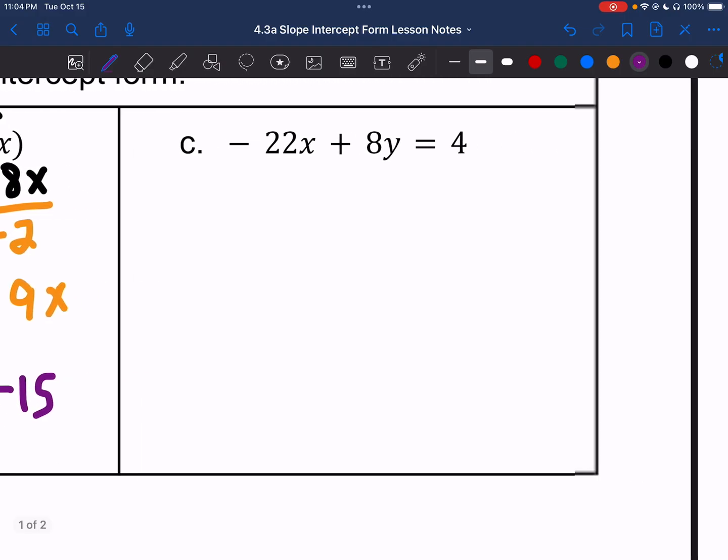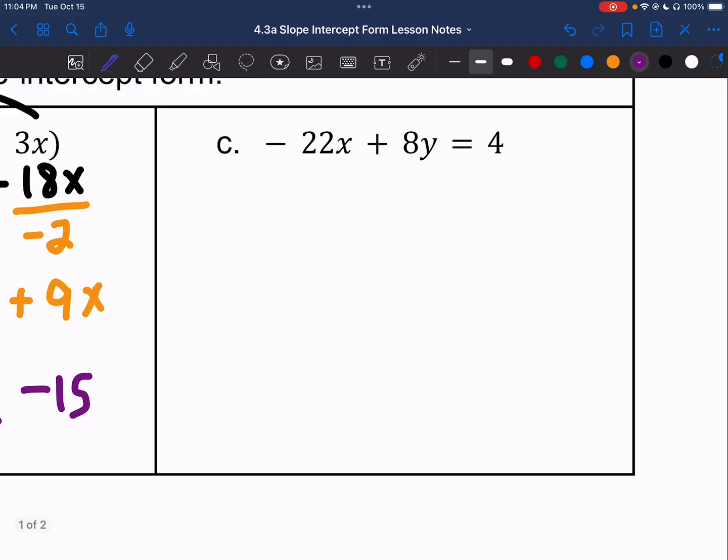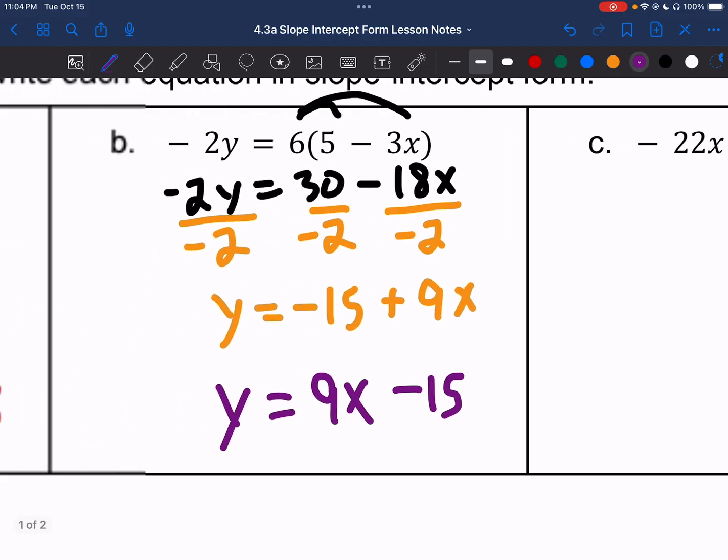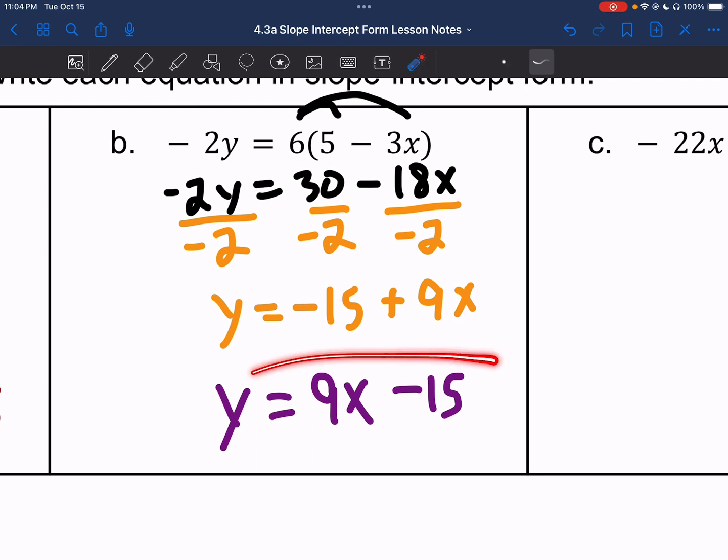All right. Letter C. Actually, going back to letter B for a moment. The technical correct way to write this is this right here. We haven't taught you all of the rules of exponents where you are writing them in decreasing degree order. What you should just know is that your variable term is going to come before your constant. So 9x will come before negative 15 in the standard format.